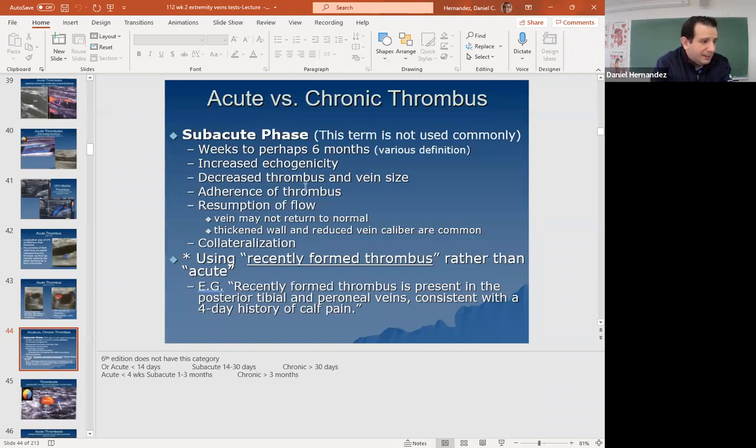We could see adherence of the thrombus, particularly along the vessel walls. We could see a return of flow. So a vein may not fully return to normal. We may see thickened walls and reduced vein caliber. When you're writing up your report, you might use terms like recently formed thrombus rather than acute.